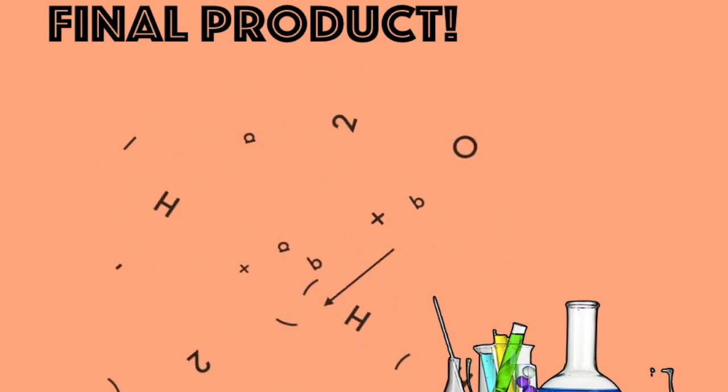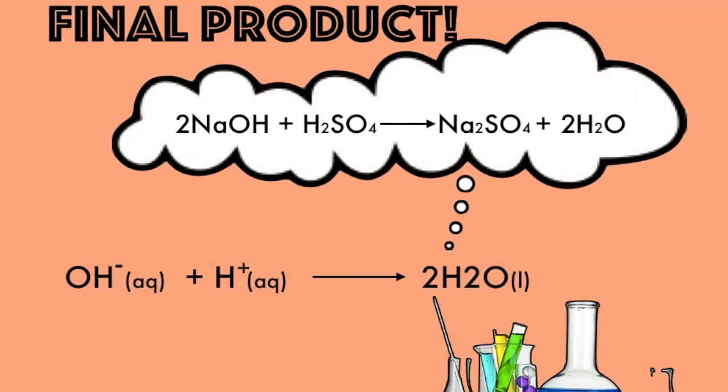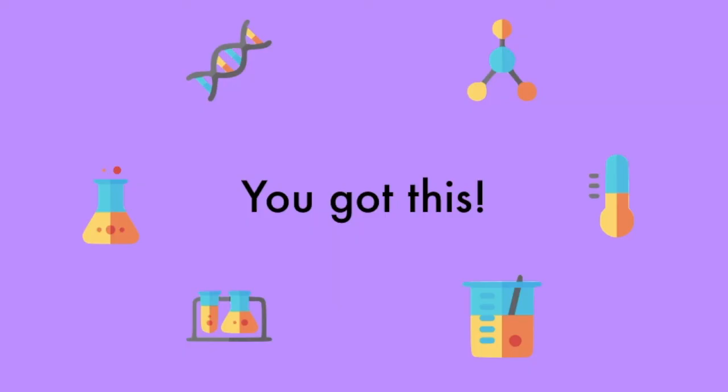Your final equation should look something like this. In the original molecular equation, sodium hydroxide was the salt being dissolved in sulfuric acid, forming sodium sulfate and water. In the net ionic equation, you can see the synthesis reaction happening between the hydroxide ions and the hydrogen ions to form water. And now, you're ready to take on any net ionic equations this year. You got this.